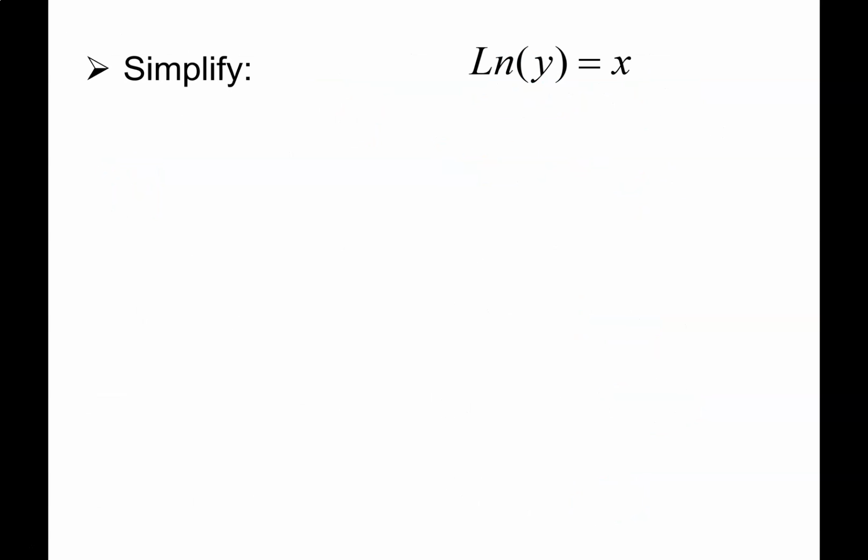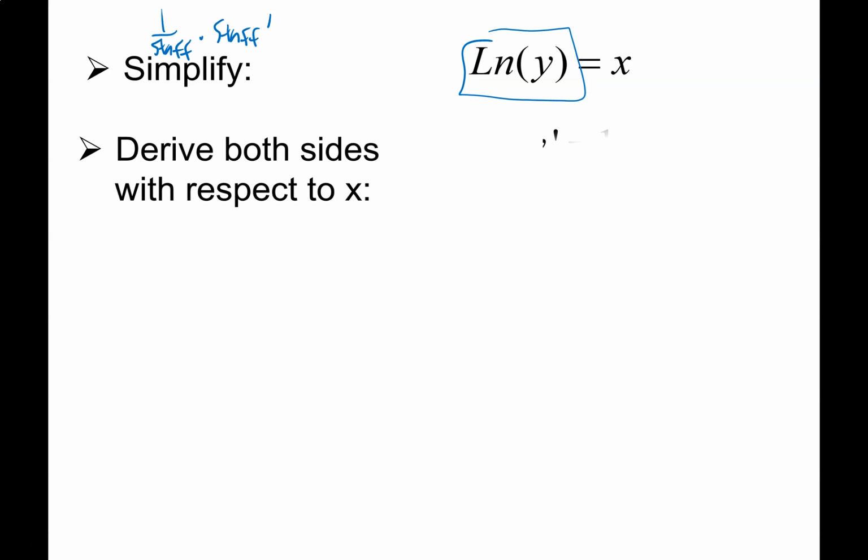Now again, I've done no calculus up to this point. All I've done is a little algebra, used some log properties, and tried to simplify things down. Now, to finish up, we derive, and I'm going to derive implicitly. So I'm deriving with respect to x, and remember when you're deriving an ln, that's 1 over your stuff times your stuff prime. So that's going to give me 1 over y times my stuff prime, y prime. And then the derivative of x is 1.